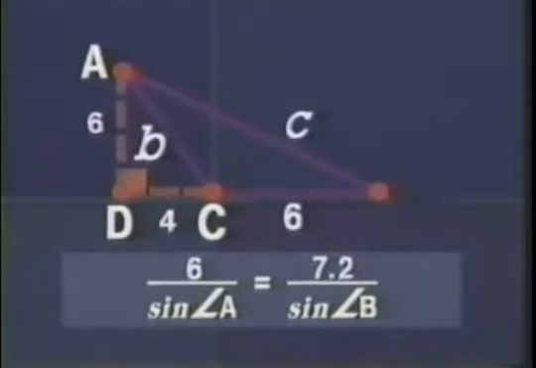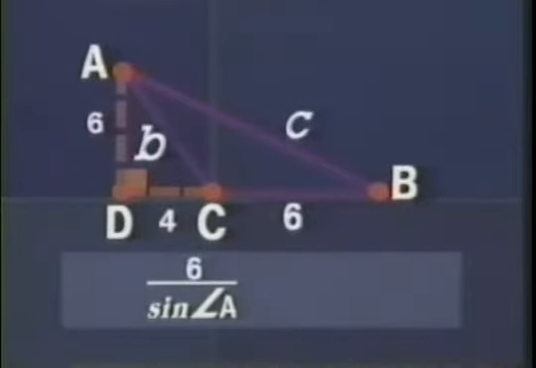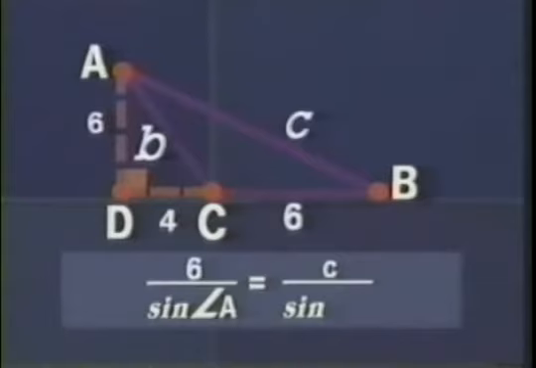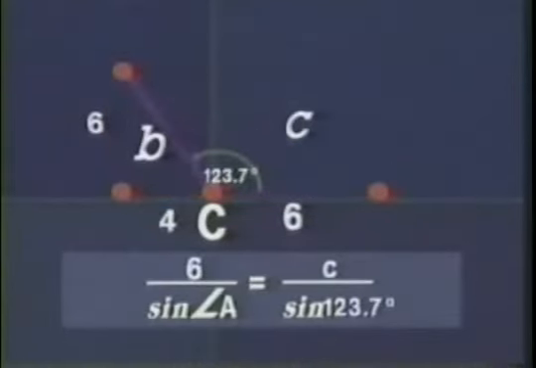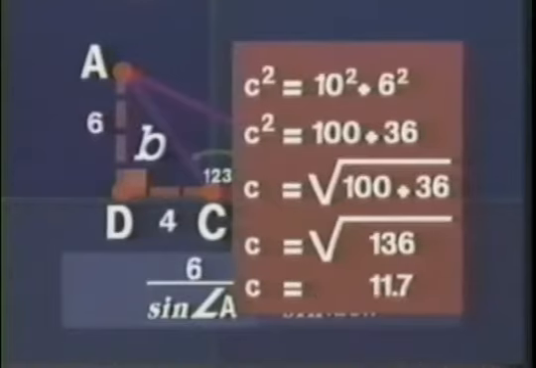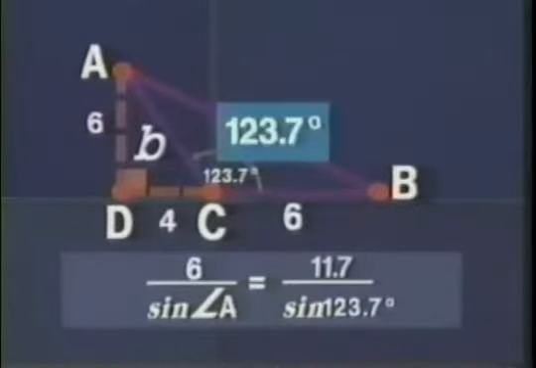But because we don't know the value of angle B, we still have two unknowns, so b over sine B won't work. To use c over sine C, we'll need to know the value of angle C and the length of side c. The boys found angle C to be 123.7 degrees. Looking at right triangle ADB, we can find the length of side c using the Pythagorean theorem, 11.7. Angle A is now the only unknown in the equation.